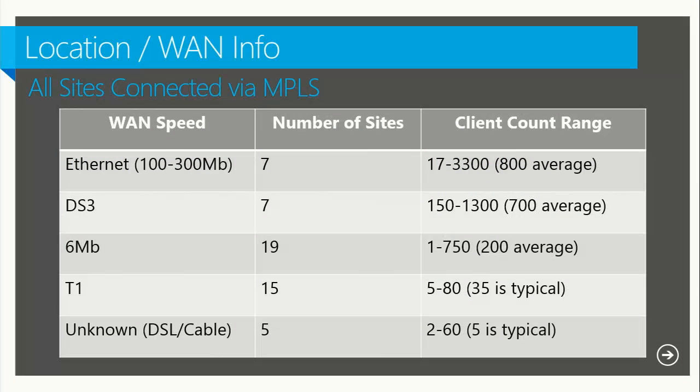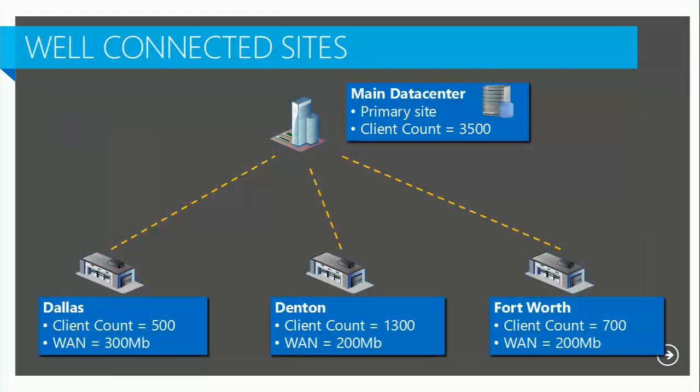So, at the heart, this location, I said, had 50 plus locations. They had 7 locations that were Ethernet speed or above, so 100 to 300 meg connections. They had quite a few that were in the 45 meg DS3 range. The vast majority were in the 6 meg to T1 range. And then a couple that were kind of unknown, but they were DSL or cable, so figure 6-ish maybe. But it was asynchronous upload and download, so basically it came through as unknown.